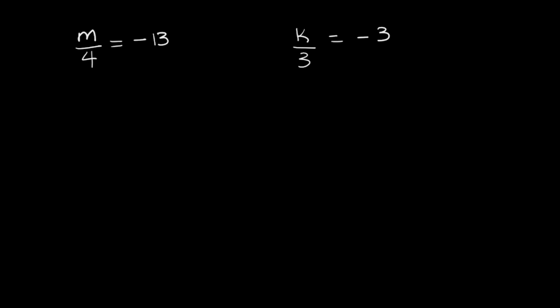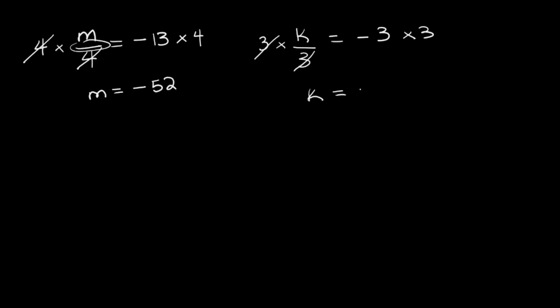Now on this side, because we're dividing by 4, we need to multiply by 4 to get rid of that 4. And because we multiply by 4 on the left, we need to multiply by 4 on the right. So these two would cancel, and m becomes negative 52. Now on this side, we are dividing by 3, so we need to multiply by 3. And if we multiply by 3 on the left, we need to multiply by 3 on the right. These two would cancel, and so k is equal to negative 9.